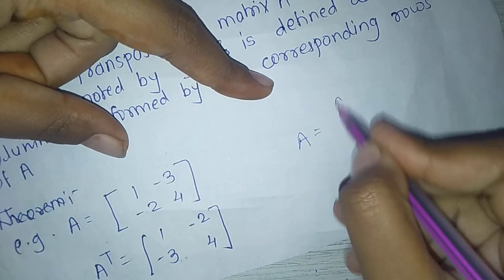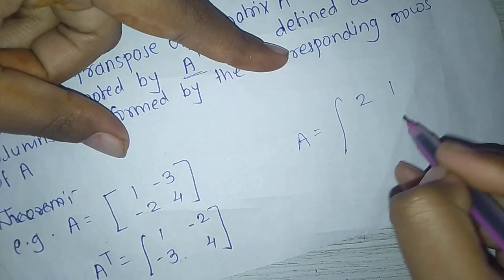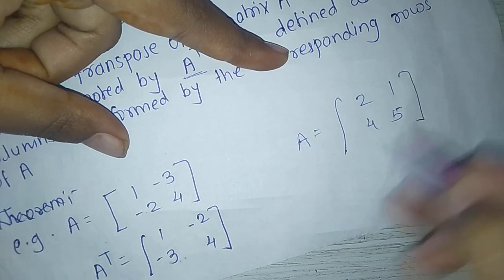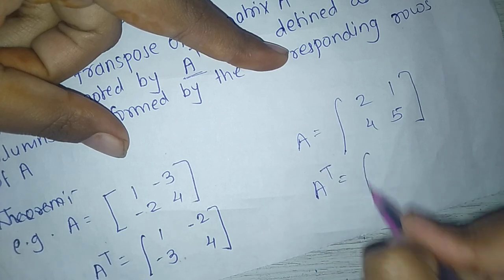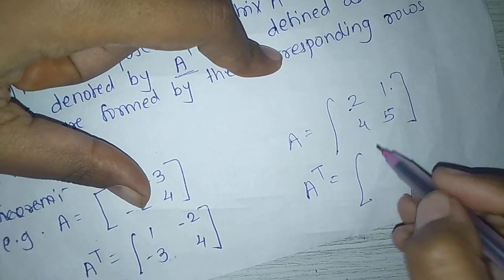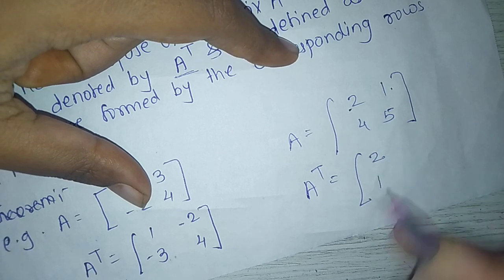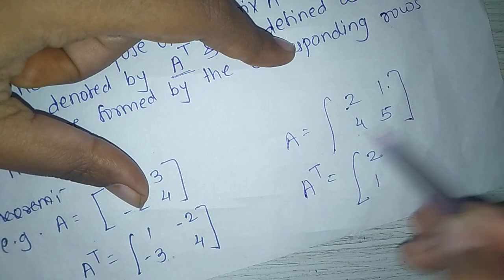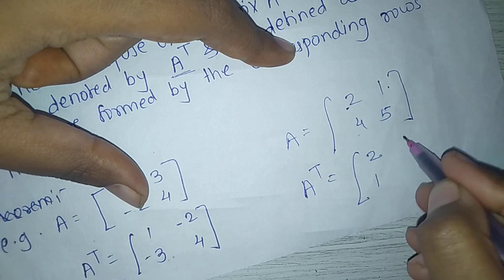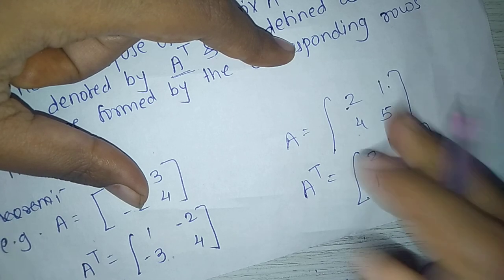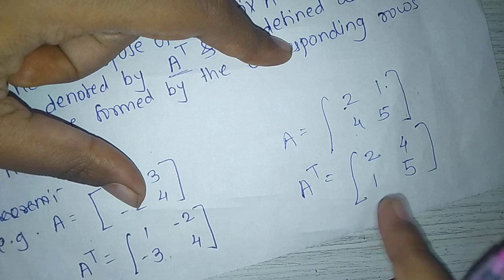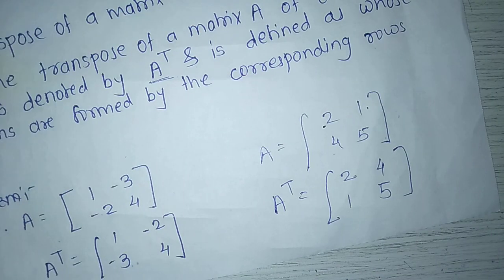Also if A equal to 2, 1, 4, 5, then A transpose equal to first row 2, 1, write first column 2, 1 in A transpose. Here second row 4, 5, in A transpose second column 4, 5. Means rows change to columns in A transpose.